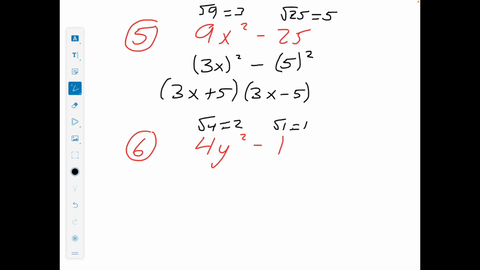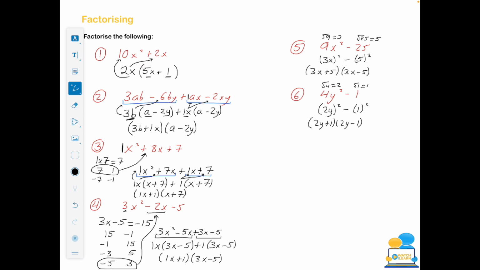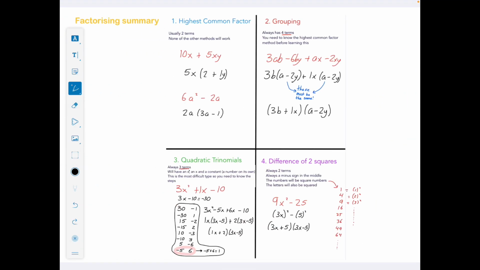Okay, same thing here. Square root of 4 is equal to 2. Square root of 1 is equal to 1. Okay, not highest common factor because we have square numbers and we have a minus in the middle. So instead of writing 4y squared, we write 2y to be squared minus 1 to be squared, and then 2y plus 1 and 2y minus 1.